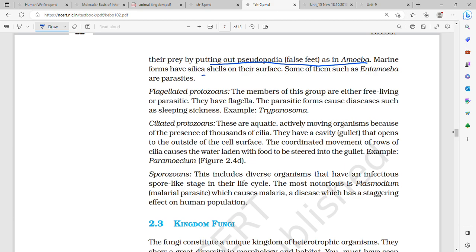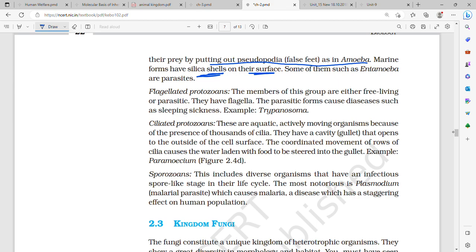Many marine forms of amoeboid protozoans have silica shells on their surface, and some of them, such as Entamoeba histolytica, are parasites that cause amoebiasis in human beings. That is your abdominal pain and diarrhea and all.